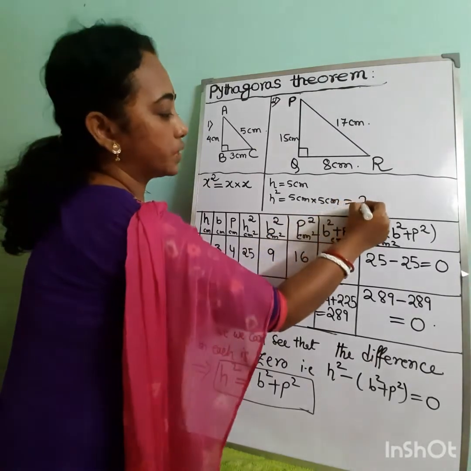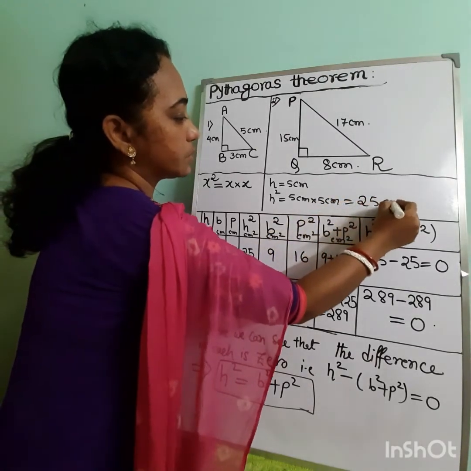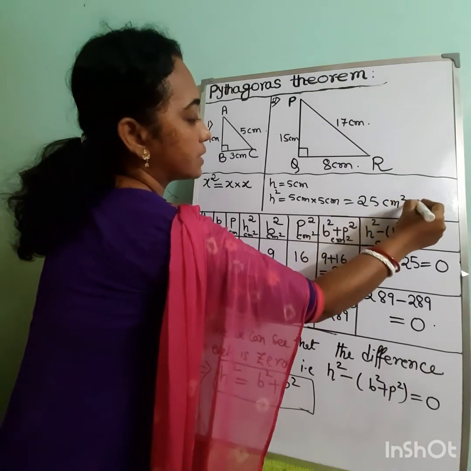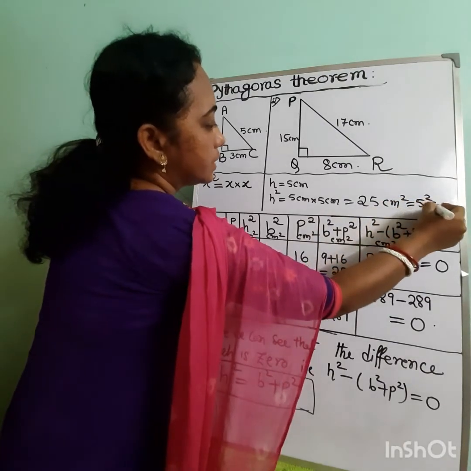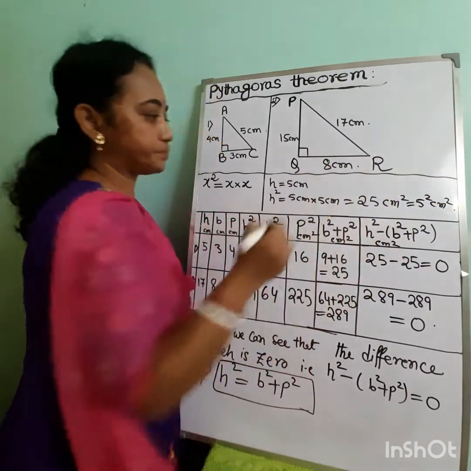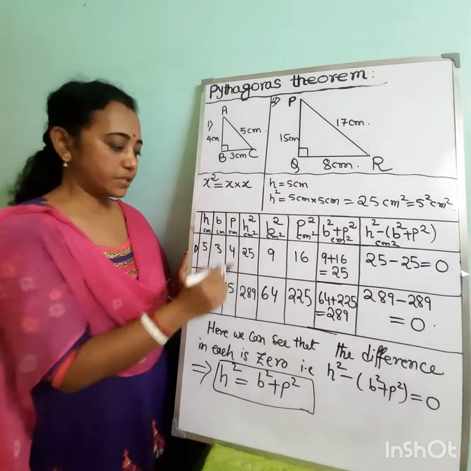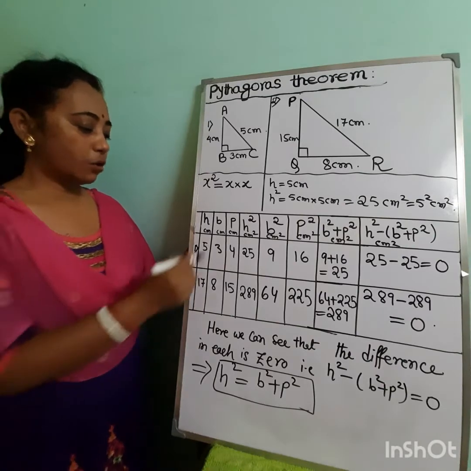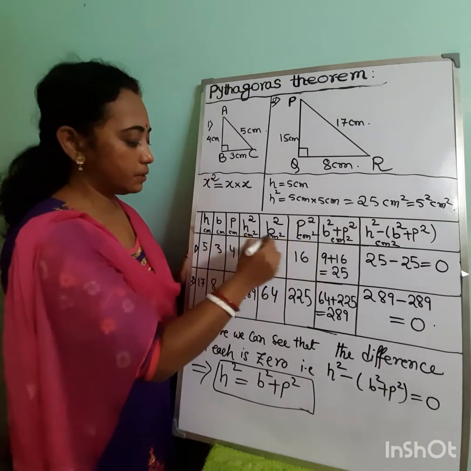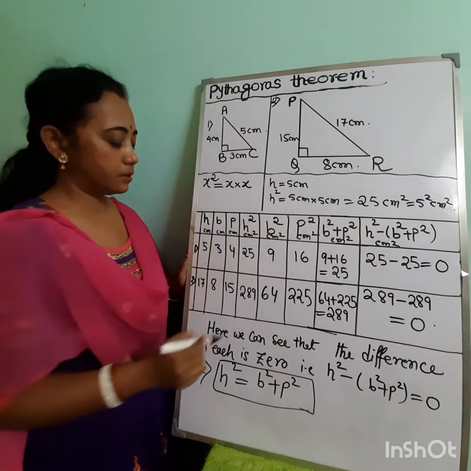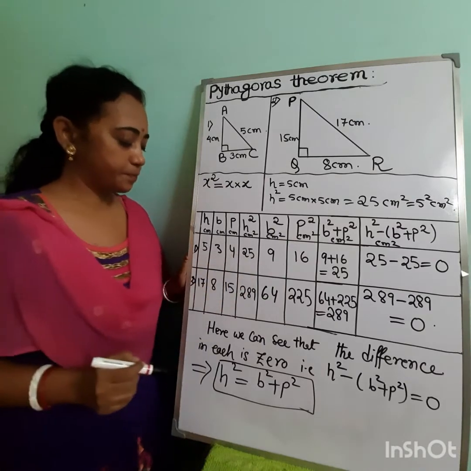So, it will give 25 cm square, or we can write it as 5 square centimeter square also. So, here h square is coming here 25 centimeter square. Here already I have mentioned the units, so no need to write, so it is not written here.